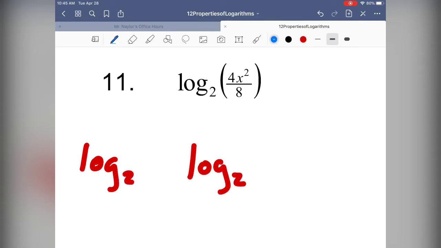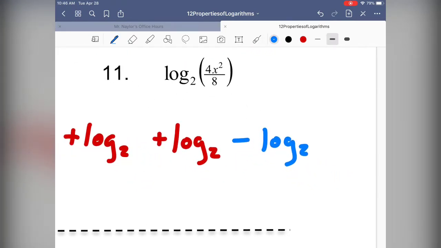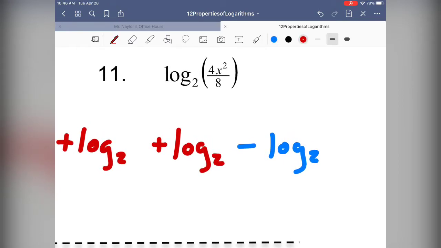Now, maybe you don't like what I'm doing here. Maybe you don't like how I'm kind of creating part of the answer. But I just want you to see that the two items that are in the numerator are going to be my added logs. My one item in the denominator is going to be my subtracted logs. And so all I got to do now is just fill in the different parts. I can fill in a 4. I can fill in an x squared.